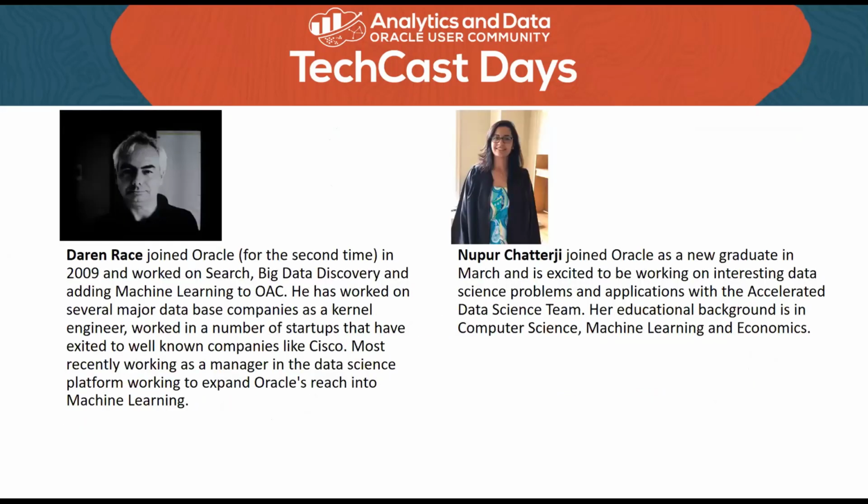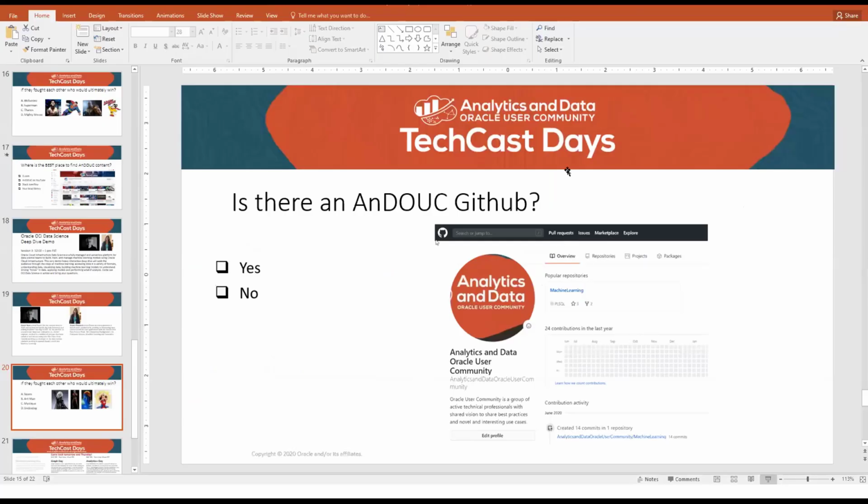The Deep Dive will walk the audience through the steps of machine learning, starting with accessing data, and it's going to be done by Darren Race and Nupur Chatterjee. Darren joined Oracle for the second time in 2009 and has worked in search, big data discovery, and adding machine learning to OAC. He has worked at several major database companies as a kernel engineer, and in a number of startups, as well as well-known companies like Cisco. So he's been there and done it all, basically. Nupur Chatterjee joined Oracle as a new graduate in March and is excited to be working, hi Nupur, with the accelerated data science team. So with that introduction, Darren and Nupur, please take it away.